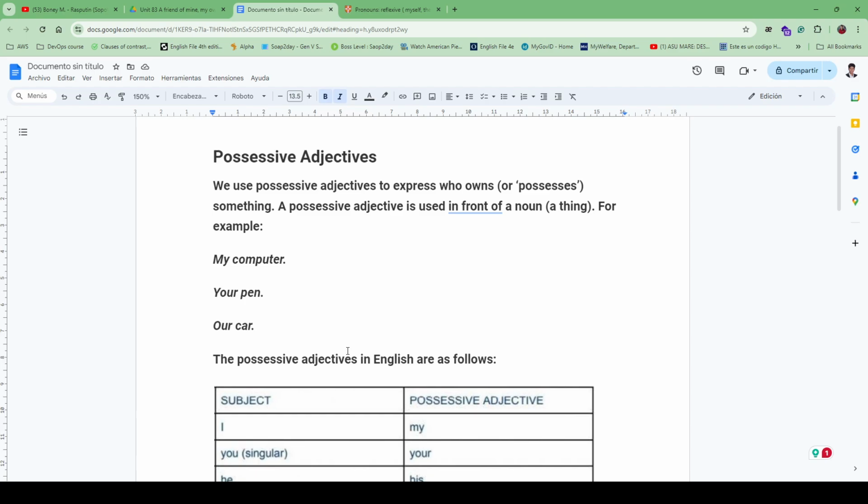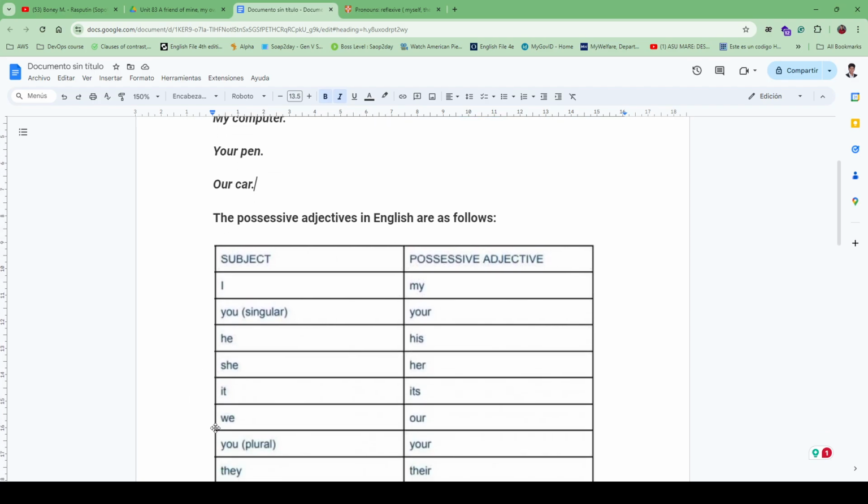So first of all, we use a possessive adjective to express who owns or possesses something. A possessive adjective is used in front of a noun or a thing. For example, my computer, your pen, our car. Basically, we have one possessive adjective for each subject. For example, for I, we have my. For you, we have your, or he and his.